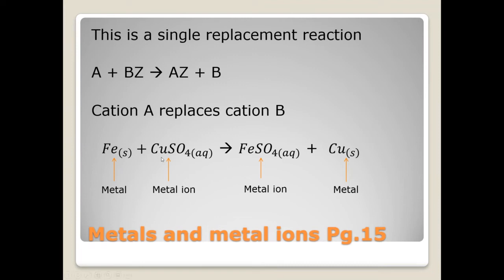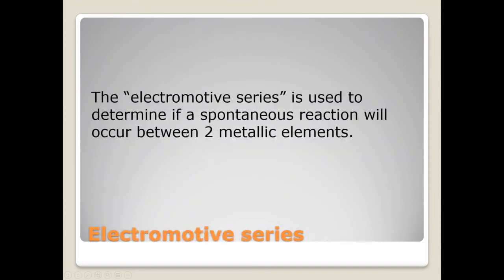So when we're looking at these single replacement reactions and we want to find out whether or not this is even possible, there's a fancy table. We call this table that we use to determine if a spontaneous reaction will occur between two metallic elements the electromotive series. Just remember that term as the electromotive series.